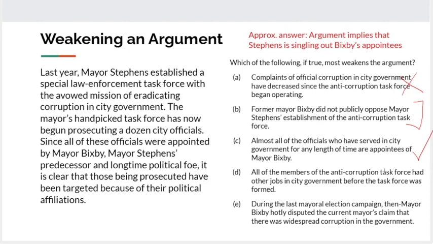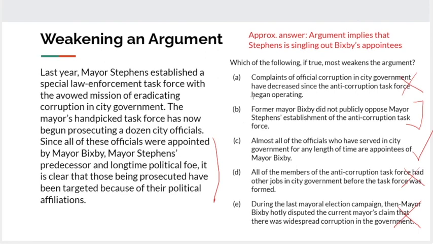The other two choices, D, all the members of the anti-corruption task force had other jobs. That's not relevant. And then E, during the last mayoral election campaign, then Mayor Bixby hotly disputed the current mayor's claim that there was widespread corruption. Again, that's not particularly relevant because we only want to focus on the specific argument being made, namely that Mayor Stevens and his task force are singling out appointees of Mayor Bixby for prosecution.